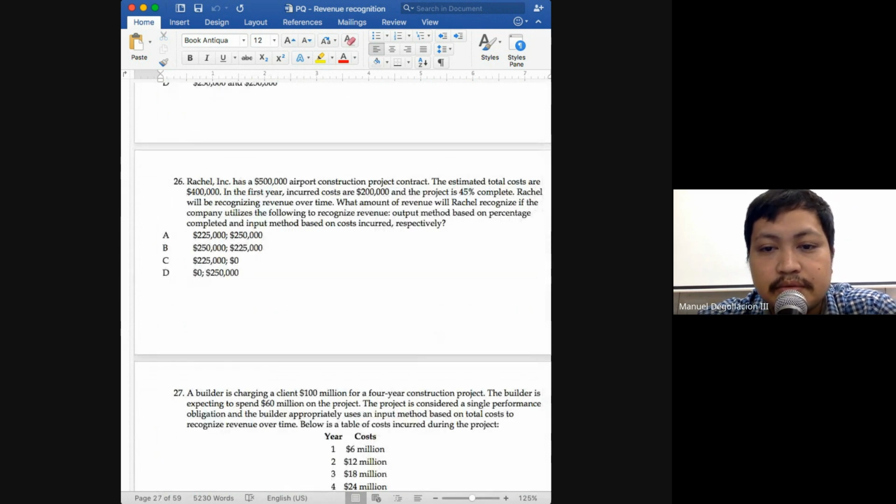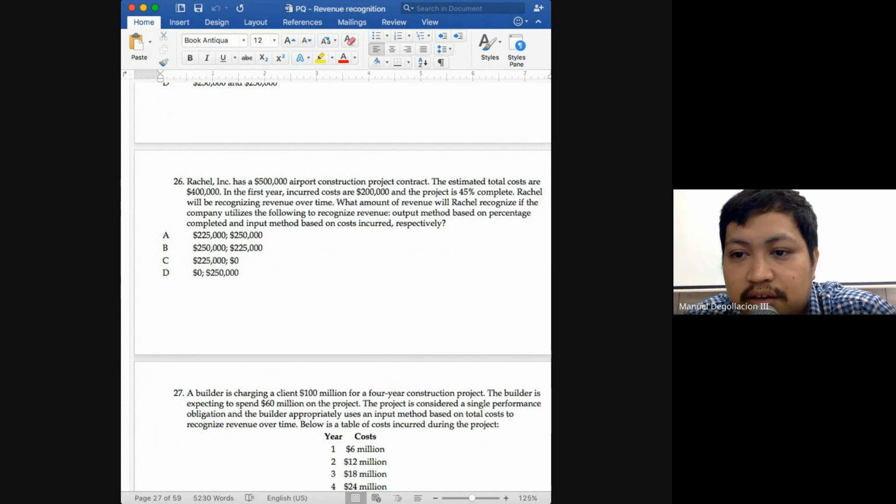26. Since you're using the output method in getting your percentage of completion, you will be using the output and not the cost. What do we mean? The estimated total cost is 400. In the first year, incurred costs are 200 and the project is 45% complete. Rachel will be recognizing revenue over time. What amount of revenue will Rachel recognize? The company utilizes the following to recognize the revenue: output method based on percentage completed and input method based on costs incurred.